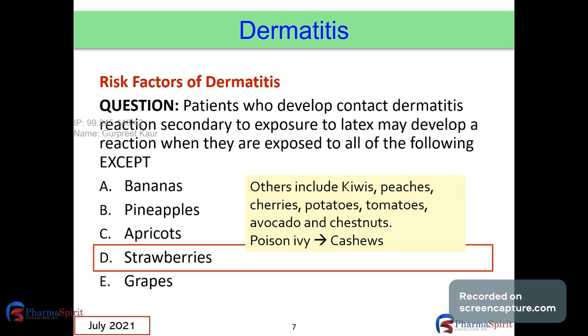This is a cross sensitivity between food and latex. Also, other food that may cause the same cross sensitivity reaction are kiwi, peaches, cherry, potato, tomatoes, avocado, and chestnuts. Interestingly, also, those who are allergic to poison ivy may develop cross sensitivity reaction when they eat cashews.